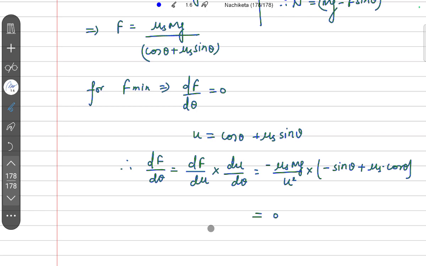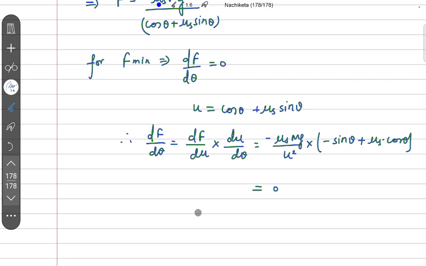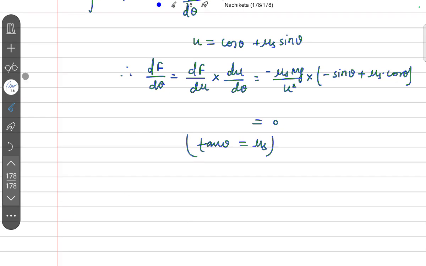If you equate it to 0, it will give you, so what will be the value of force in that case?